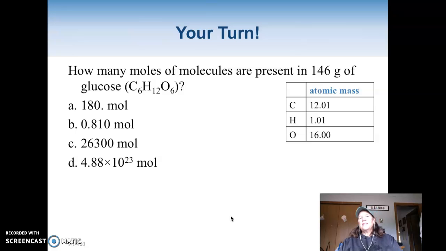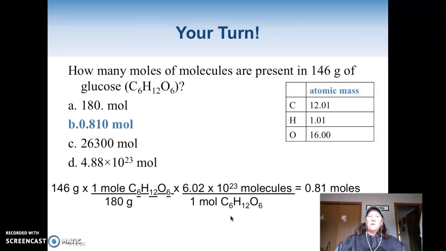We have 146 grams of glucose, okay? And how do I know this? Well, first thing I'd have to do is find the mass of this. I'd have to take 6 carbon, which would be 72, and 12 hydrogen, hydrogen's 1, so it's 12, plus 6 oxygen. Add those together, and I'd find out the formula mass of glucose is 180, okay?